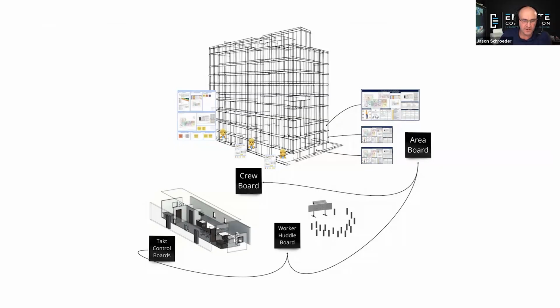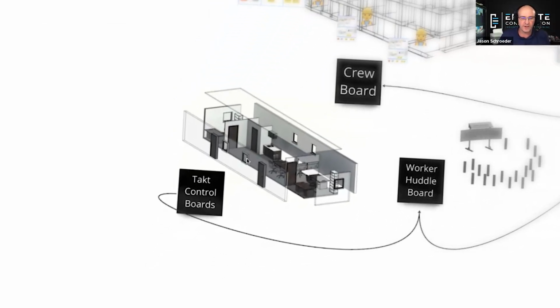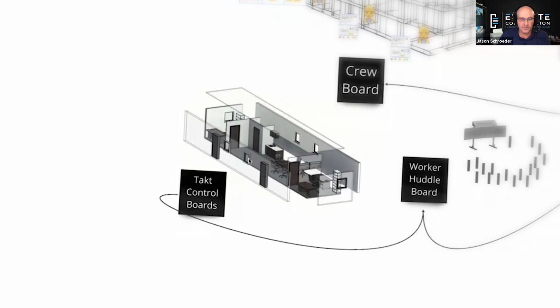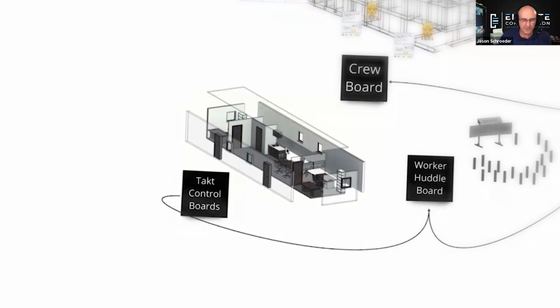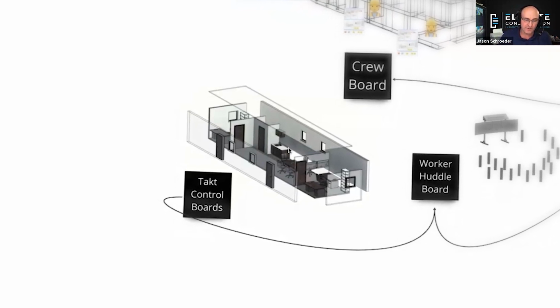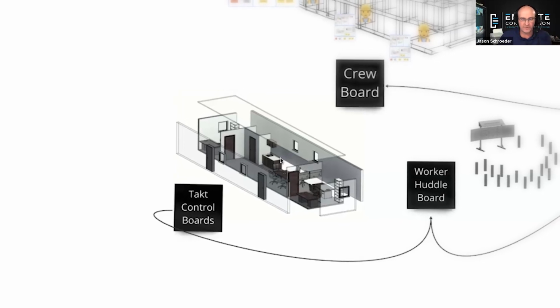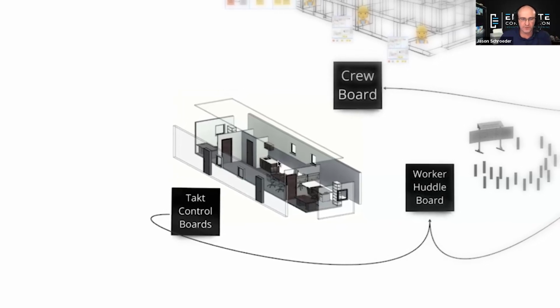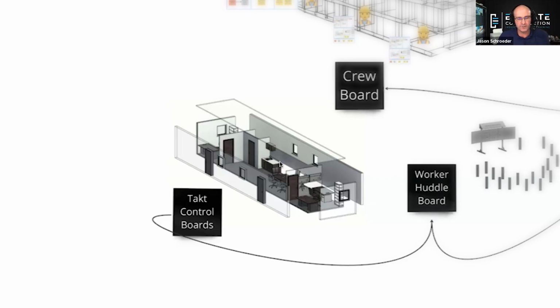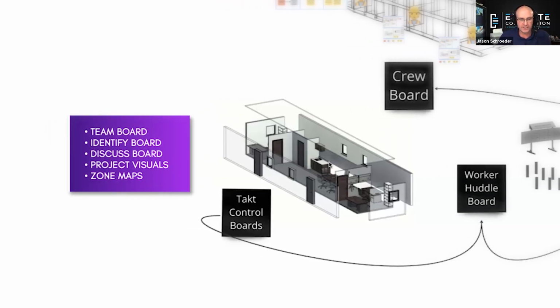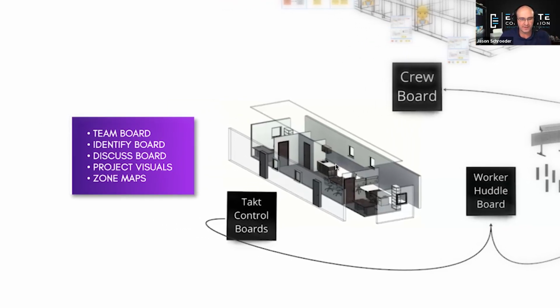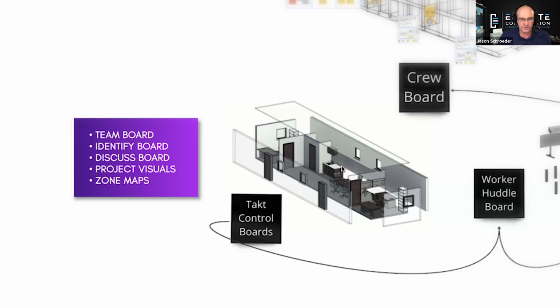So let's first talk about the job site trailer. Whether you have a single wide or a double wide or multiple trailers stacked together, you have a conference room, or should have a conference room, with really nice visuals. And the takt control boards that we have on our website and available to you whenever you want, templated, which would include your team board, your identify board, your discuss board, and any of your project visuals and your zone maps. Those takt control boards would all be located in the trailer.